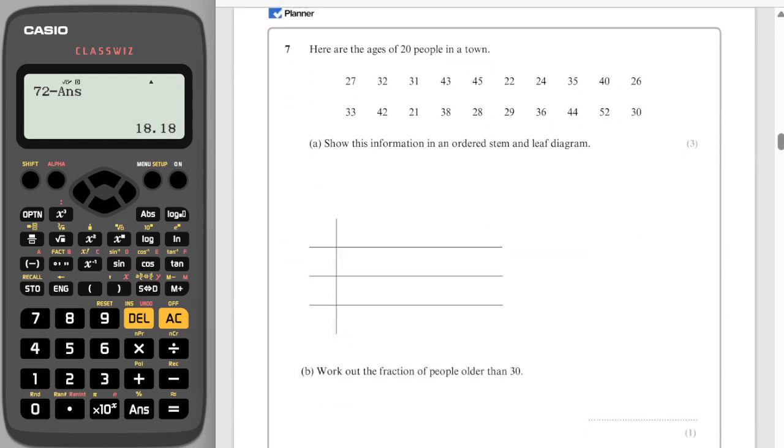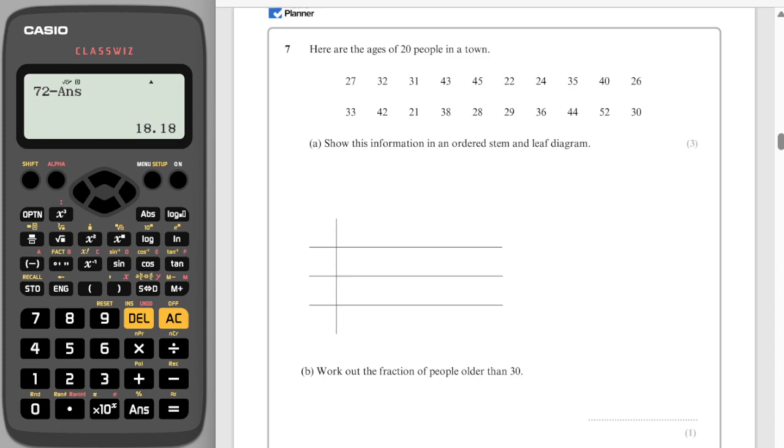Okay, here are the ages of 20 people in a town. Show this information in an ordered stem and leaf diagram. So I'm looking to order this stem and leaf diagram. Let's see. I'm going to attempt to do it straight into an ordered stem and leaf diagram. So my method, there's nothing wrong with drawing an unordered one and then ordering it afterwards. If you feel happy to do this as a shortcut, then it can save a bit of time.